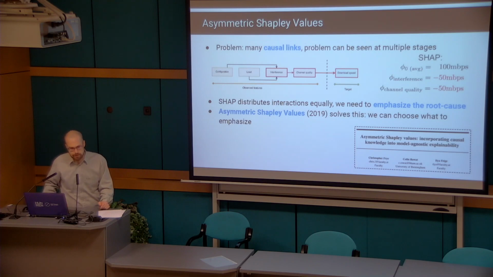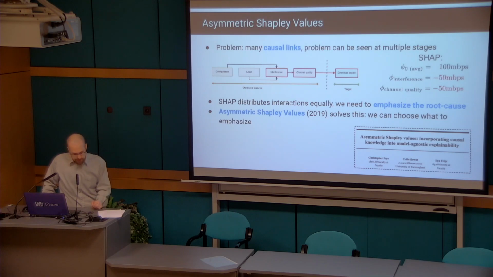So we assume that domain experts have mapped out the possible connections between different variables. For example, load can influence interference, but interference cannot immediately influence load, so the causality is one direction.